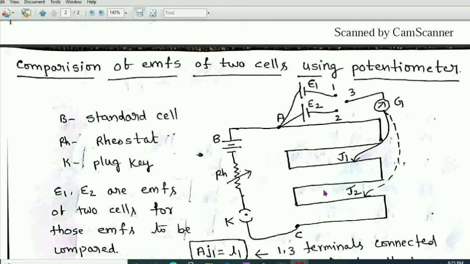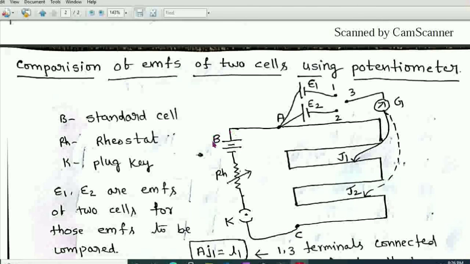Here, this is the potentiometer wire. A potentiometer consists of a long uniform wire which is cut into pieces and arranged side by side, and the ends of the pieces are connected to metal strips. These are the metal strips. This wire is connected between the two terminals A and C, which are the terminals for the external connection.